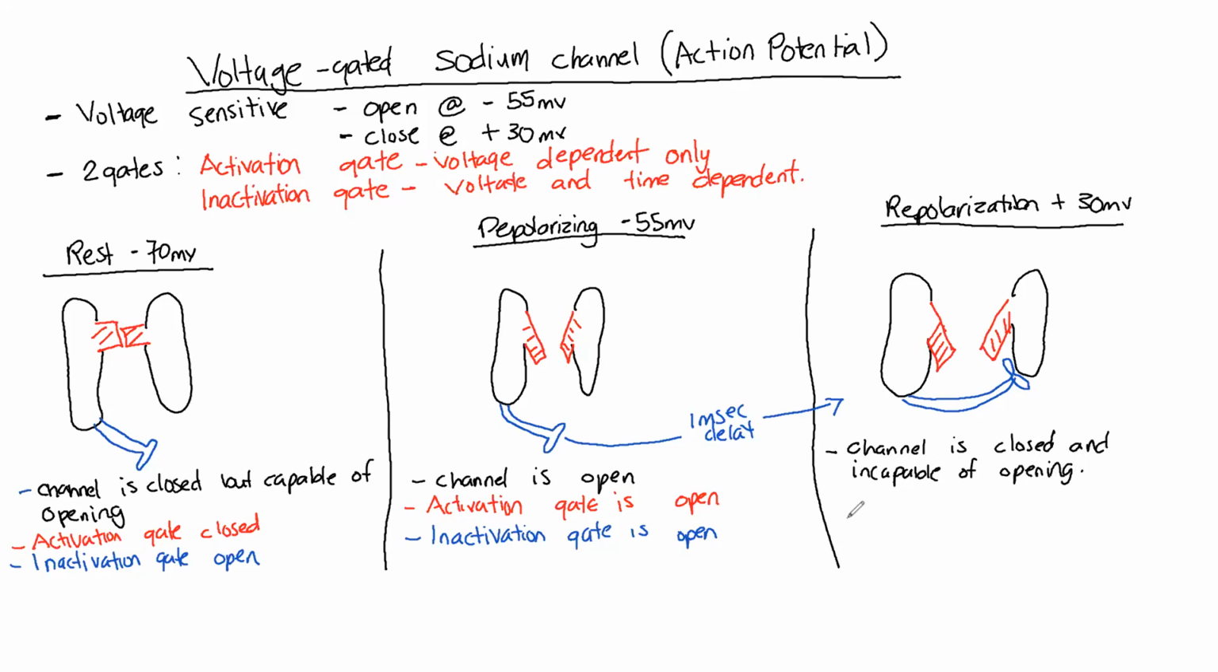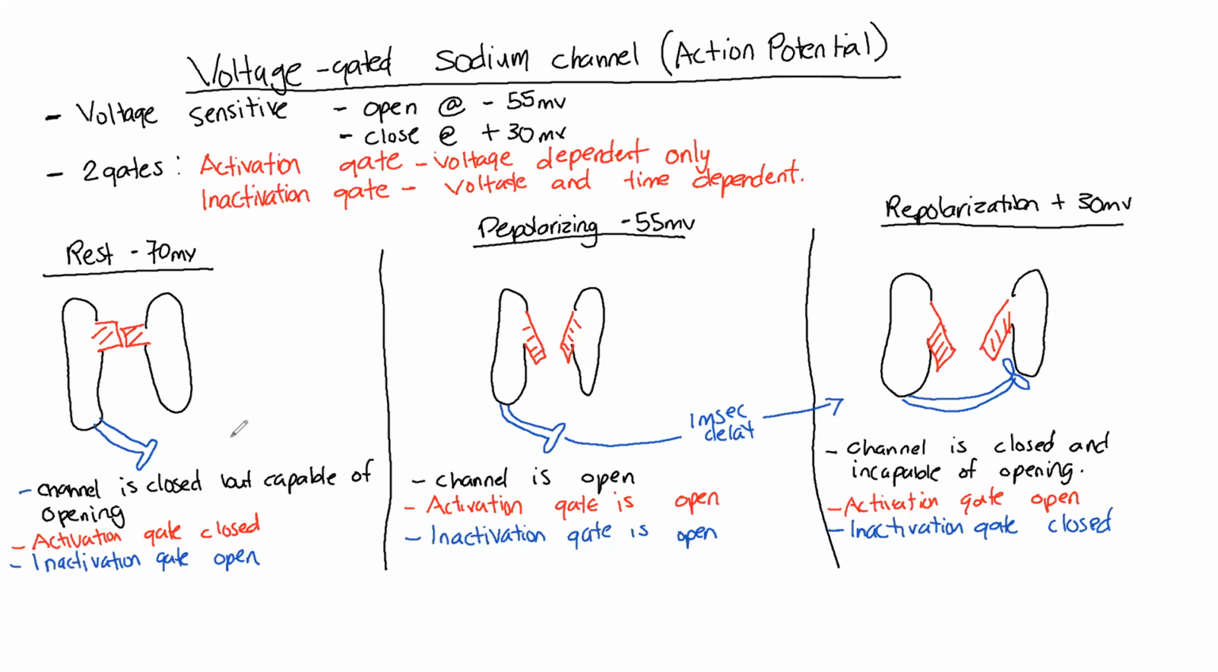So in this state, the activation gate is open, but the inactivation gate is now closed. And the channel will remain in this position until the membrane potential gets back to -70. And then when it gets back to -70, the inactivation gate will open once again.